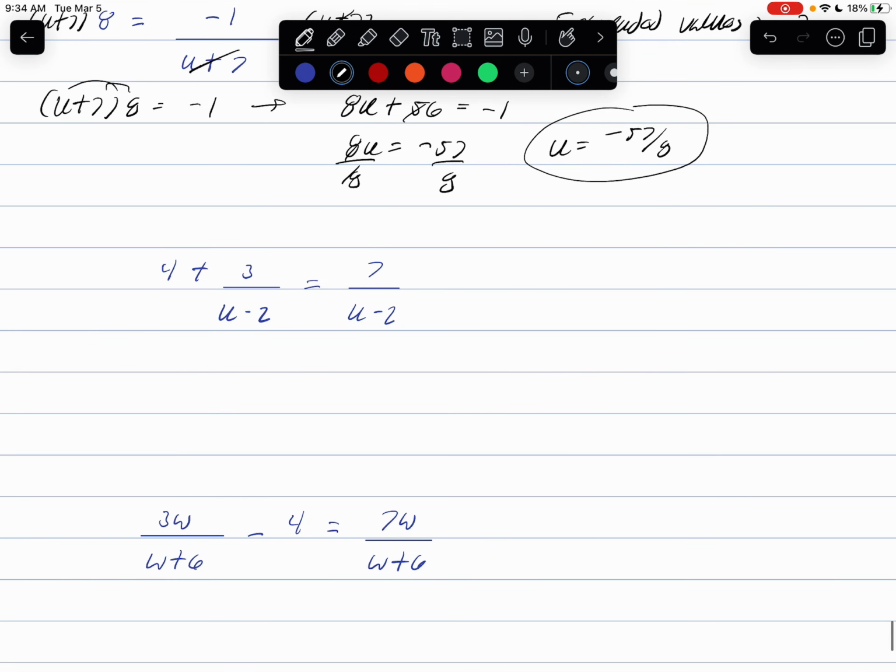Okay, how about this one? Here we have 4 plus 3 over u minus 2 is equal to 7 over u minus 2. Okay, as always, let's go ahead and find our excluded values.